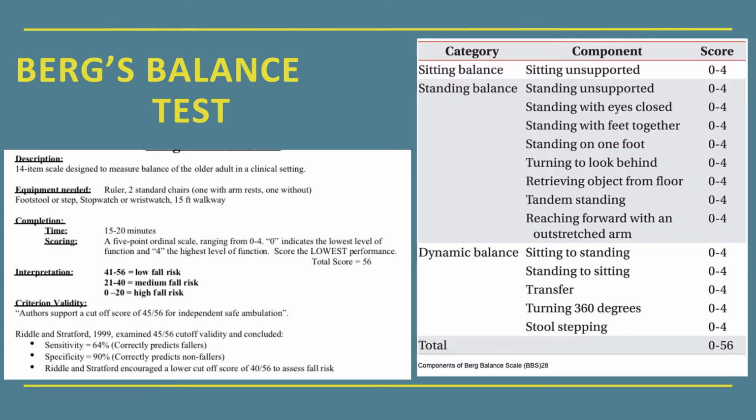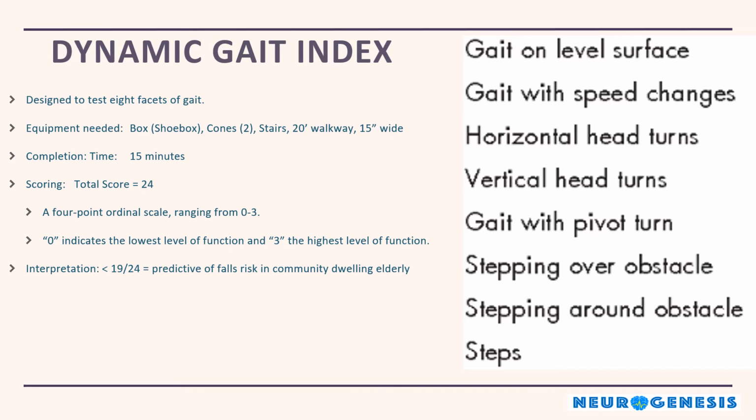Then he goes into dynamic balance, where he shifts from sitting to standing quickly or standing to sitting quickly. Then he moves from the bed to the wheelchair, turns, and steps up on a stool and things like that. This is a 14-item scale, scored 0 to 4, where the worst score is 0 and the best score is 4. 56 out of 56 is the best score. 41 to 56 indicates a low risk of fall.